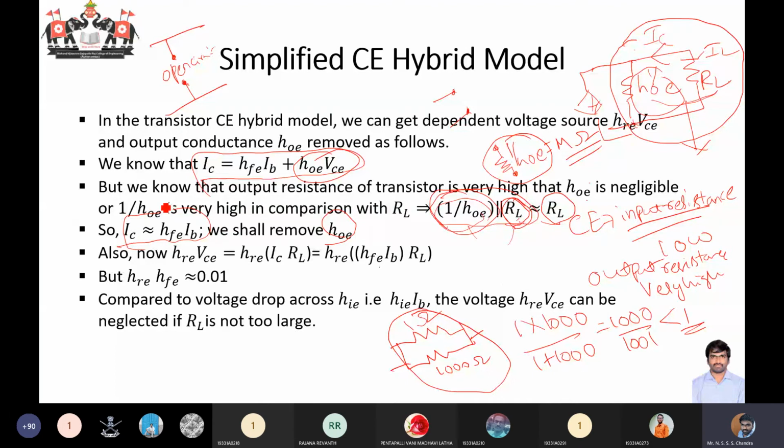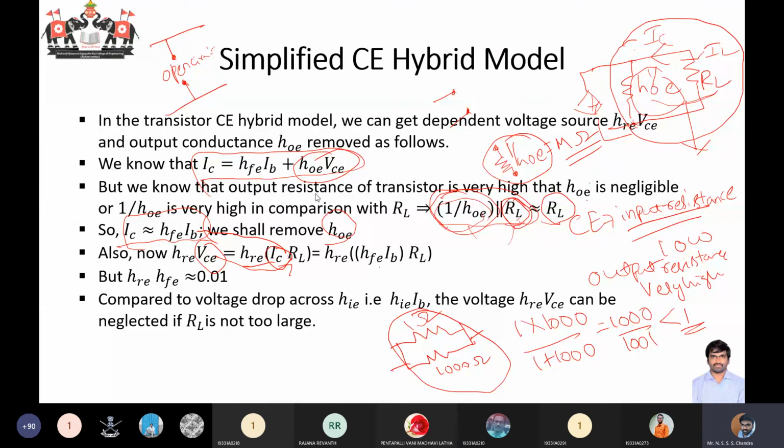And you know the relationship for IB, now your HRE into VCE is there, right? Similarly, if you consider this equation, instead of VCE I can write IC into RL, right? Now, if I replace this value, this will become HRE into, I need to replace the IC value. What is the IC value from this equation? HFE into IB.